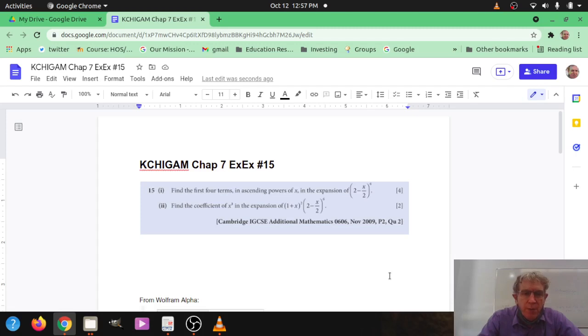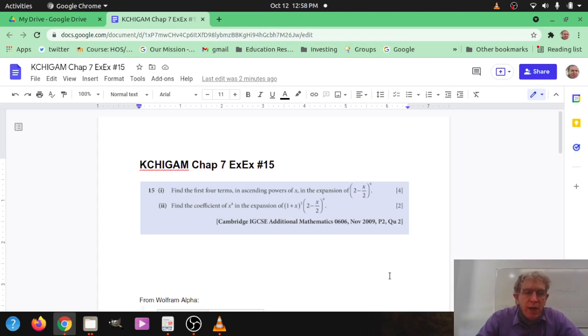Part 1, find the first 4 terms in ascending powers of x in the expansion of (2 minus x upon 2) raised to the 6th power. Okay, well, that's a pretty straightforward binomial theorem question. Of course, I know that there will be 7 terms in the binomial expansion to the 6th power. The first term, of course, will be just 2 to the 6th here.